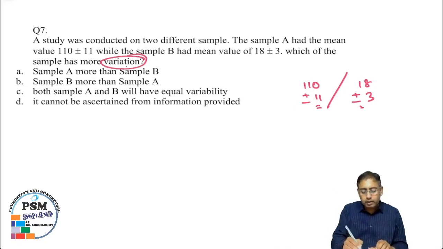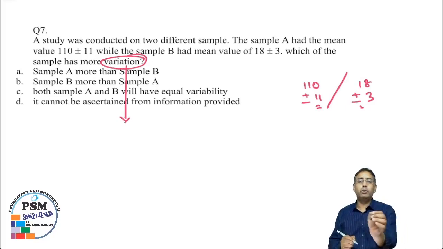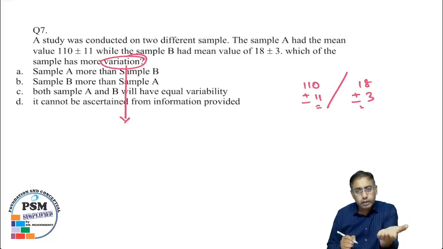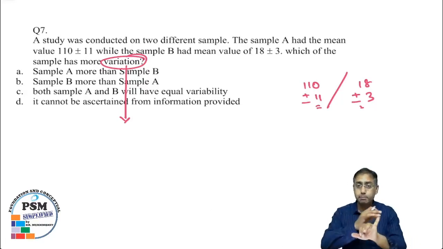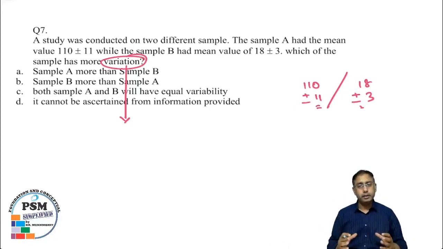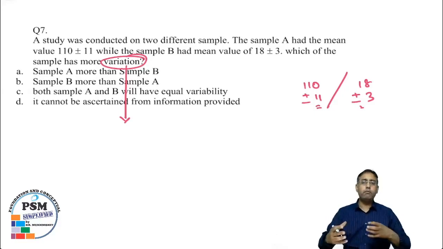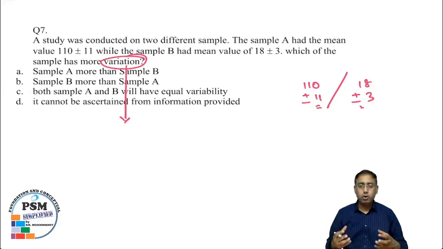You all have done it during your classes, that whenever we talk of variation, we either calculate the coefficient of variation or we calculate the standard errors. You do not need to calculate the standard errors because we calculate standard errors whenever there are p-values or confidence intervals, whenever we want to compare the data. Over here, we are not comparing the data. We want to find out which has more variation, called the coefficient of variation.